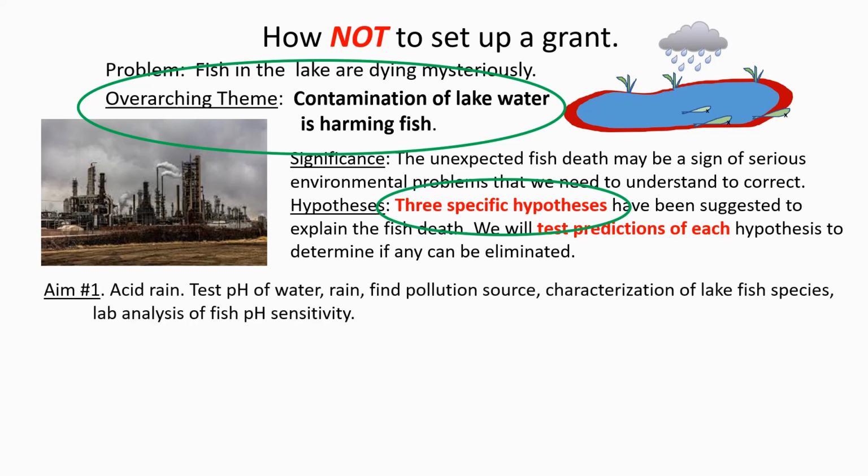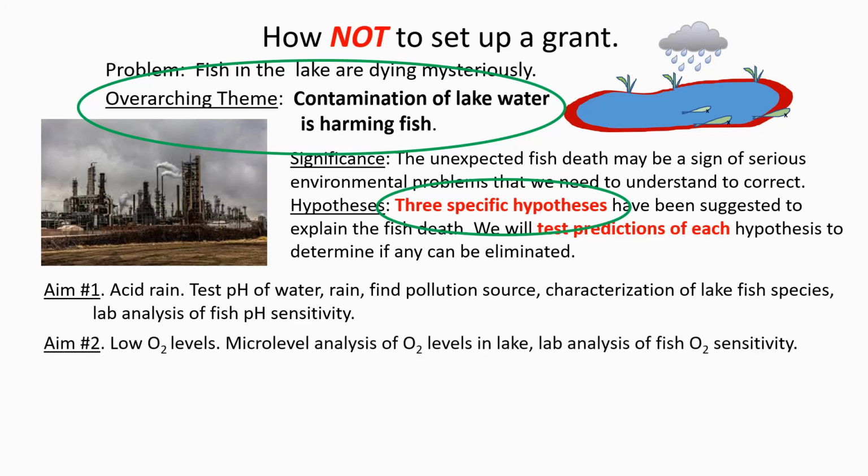Now this grant goes on to propose specific aims. The first aim is that acid rain is responsible for the fish death. The experimenters will test pH of the water, of the rain. They'll find the source of the pollution. They'll characterize the lake fish species and analyze the sensitivity of the fish species to pH changes.